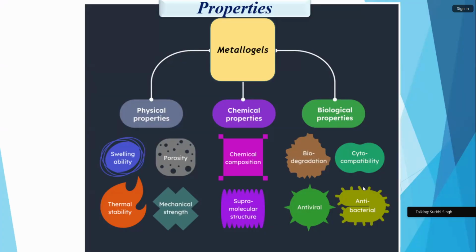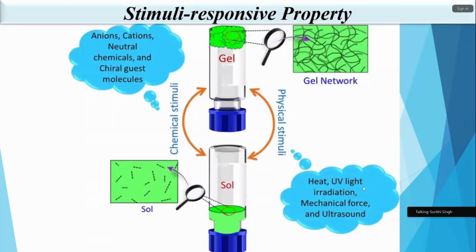So metallogel has two main properties which can be used for vast applications, and I'll be discussing these two main properties. One is the stimuli responsive property. As we can see, this metallogel can react to chemical as well as physical stimuli.